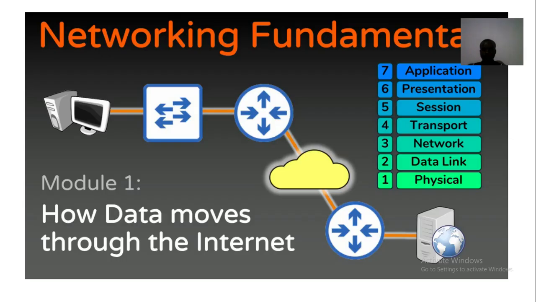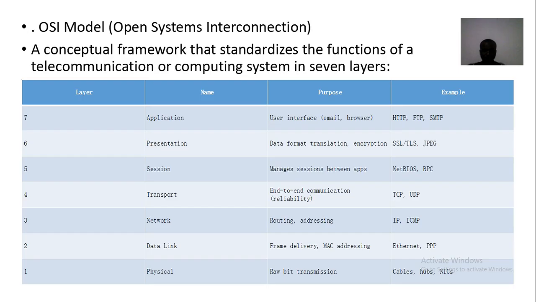So this is how data moves through the internet. The physical, that's from the brain when it's being inputted on the desktop or the laptop, then the data link, to the network, then transport, session, presentation, and down to the application. So the OSI model, which means Open Systems Interconnection Model, is a conceptual framework that standardizes the functions of a telecommunication or computing system in 7 layers.